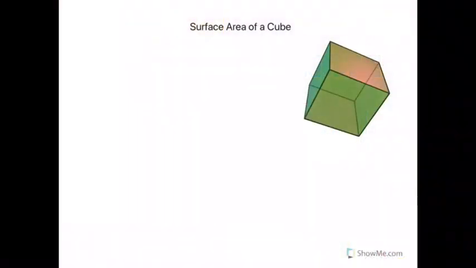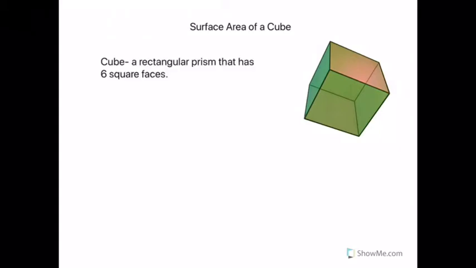Let's talk about surface area of a cube. First, let's review the definition of a cube. A cube is a special type of rectangular prism, and it has 6 square faces, or you might think of them as 6 square sides. Today we're going to look at finding the surface area of a cube.